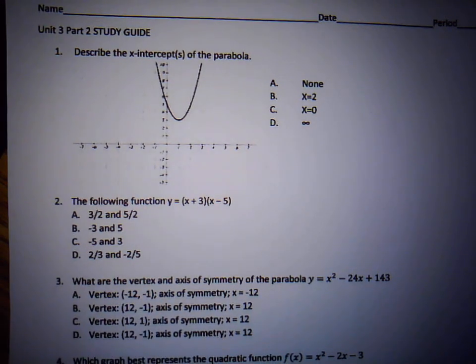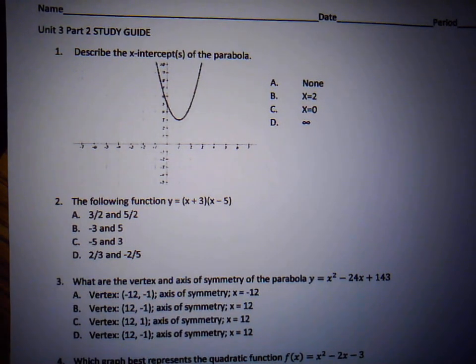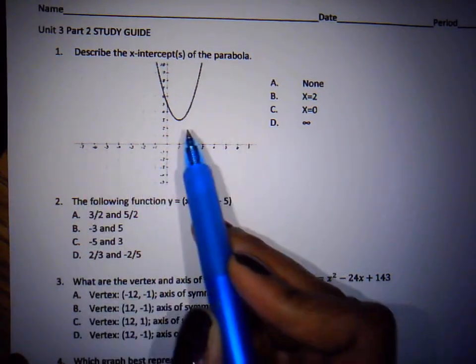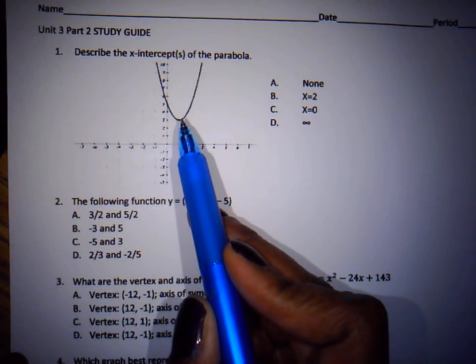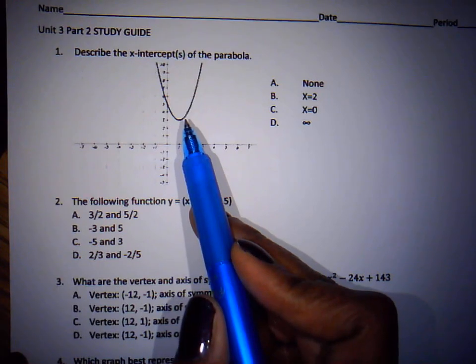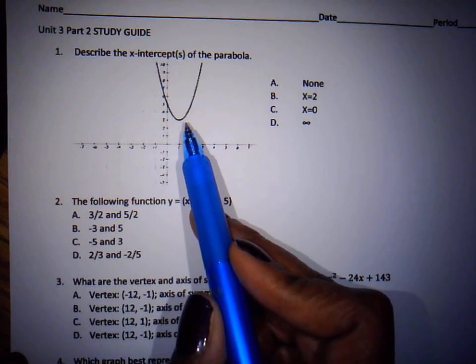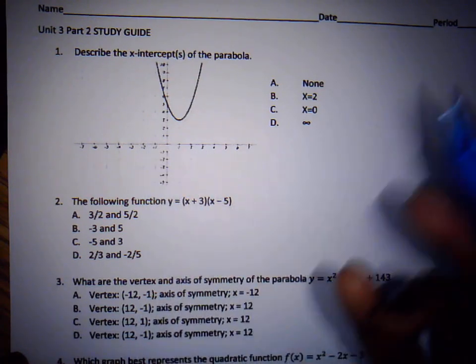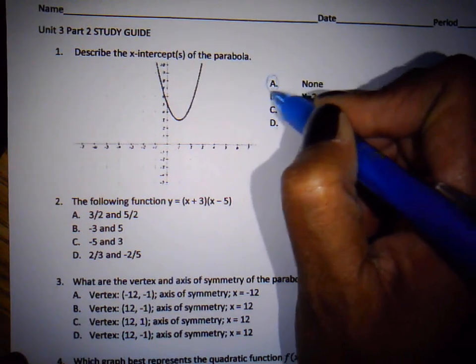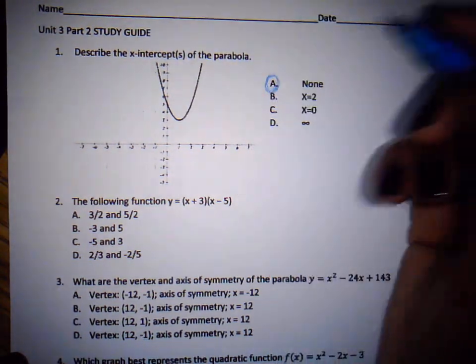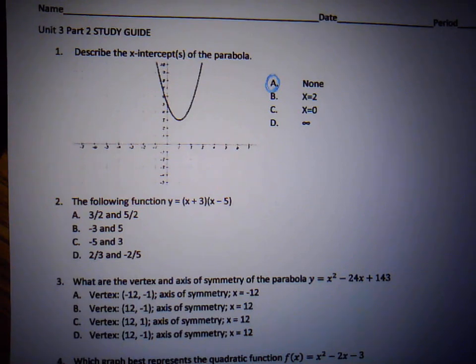In number 1, it says, describe the x-intercepts of the parabola. Young people, they actually provide a picture. What I'm looking for is a parabola crossing the x-axis. Notice that this parabola does not cross the x-axis at all. Okay? Therefore, there are no x-intercepts. Okay? No x-intercepts. Any questions?